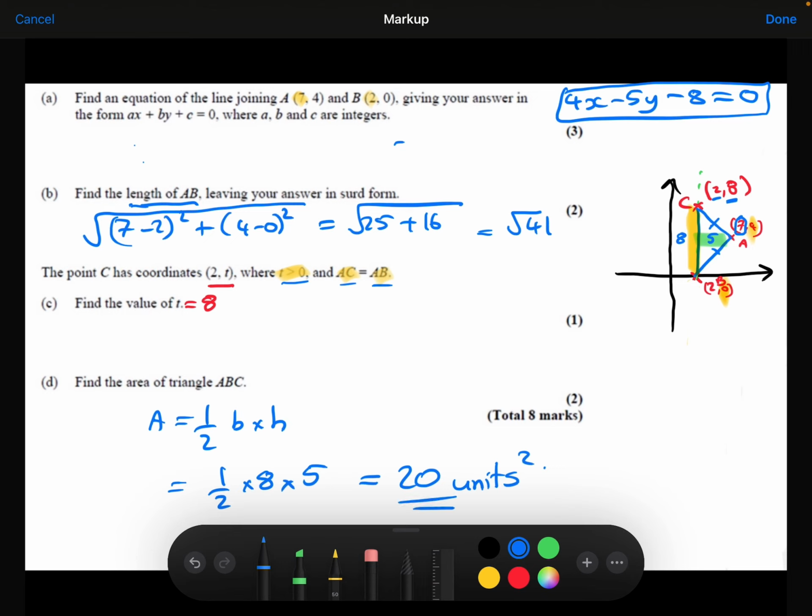So to answer parts C and D of that question, the sketch here is absolutely vital. I couldn't have done this question without the sketch. Certainly couldn't have done it as quickly as that anyway.